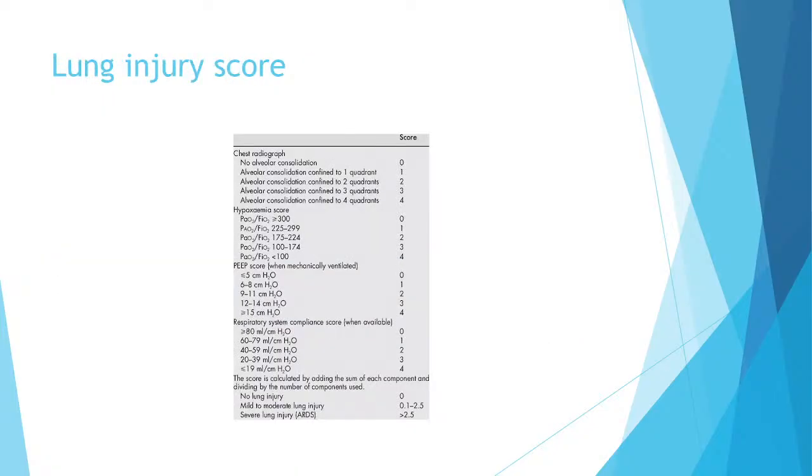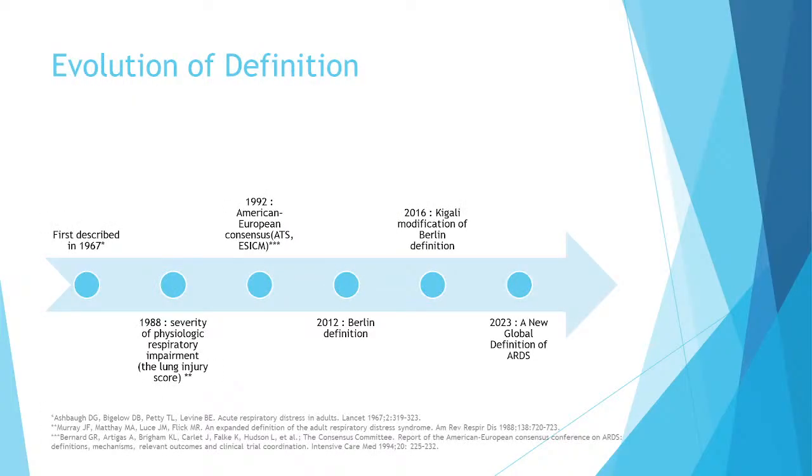So coming to the lung injury score, this is no longer used for diagnosis. The only use is to see the severity of the disease. Sorry, yes. What is the major difference between vertical and vertical? Sir, I haven't discussed that yet, sir. I've just described the timeline. I will come to everything in detail, sir.